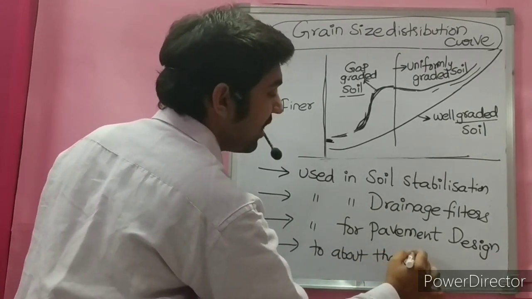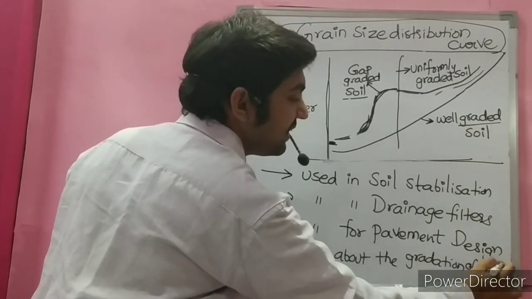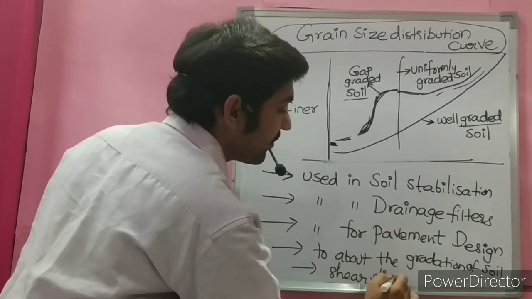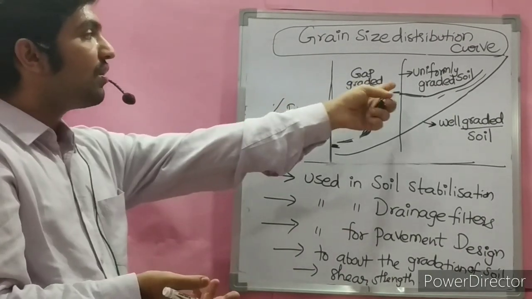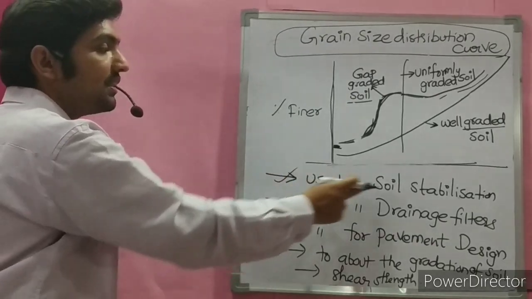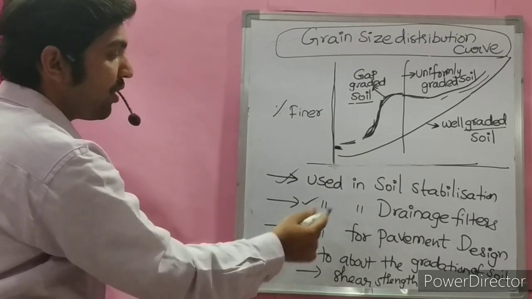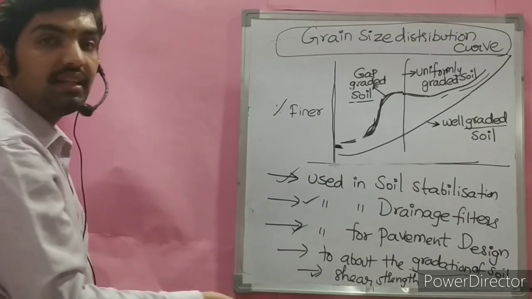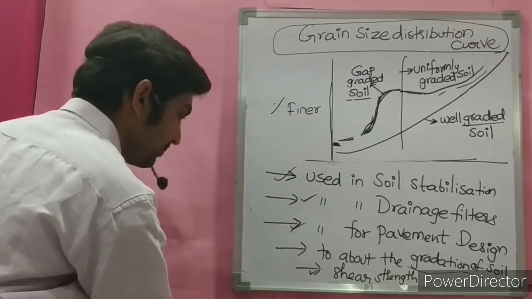Also to know about the gradation of soil, whether the soil is uniformly graded or poorly graded. This gradation also influences the shear strength of the soil. Well graded soil has more shear strength, while poorly graded or uniformly graded soil has less shear strength. This grain size distribution curve is used in soil stabilization, to design drainage filters, for pavement design, and to know about the gradation of the soil. It also describes the shear strength of the soil. Those are the uses of this grain size distribution curve.